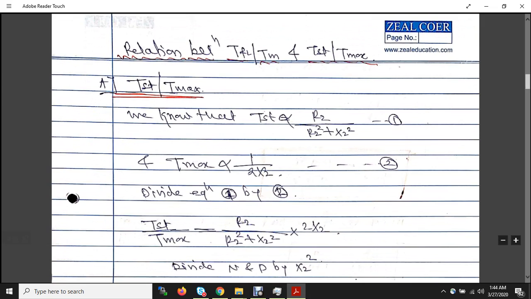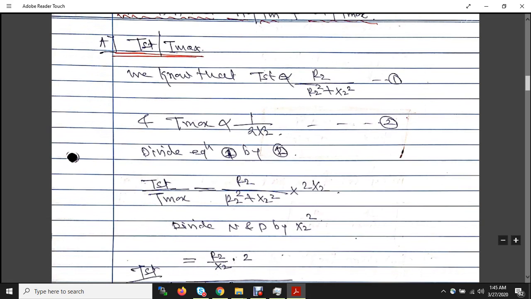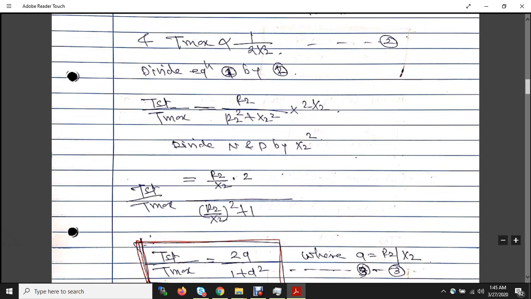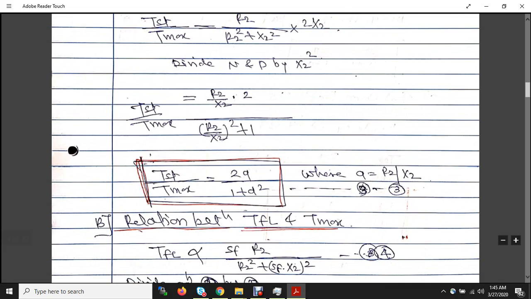Now divide equation 1 by 2. So Tst upon Tmax equal to R2 upon R2 square plus X2 square into twice X2. Now let us divide numerator and denominator by X2 square. So one of the X2 will cancel and here will be R2 upon X2. So this is R2 upon X2 into 2, and this will become R2 upon X2 bracket square plus 1. Let us put A equal to R2 upon X2. So Tst upon Tmax equal to twice A upon 1 plus A square. This is the relation between starting torque and maximum torque.